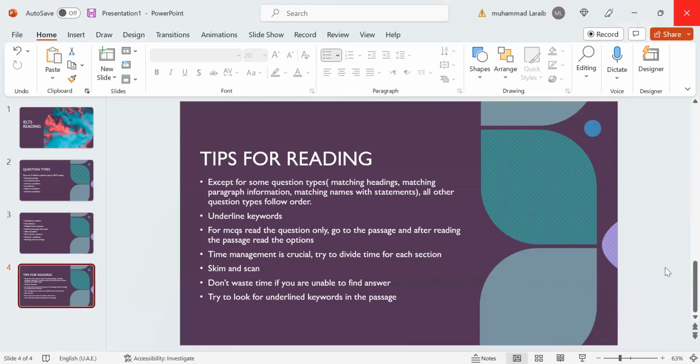Or if there is a word like a scientist name or something, go to the passage, underline those words, find those words, and try to find the answer surrounding those words. This is very important for solving your MCQs, for solving your summary completion, for each type of question.